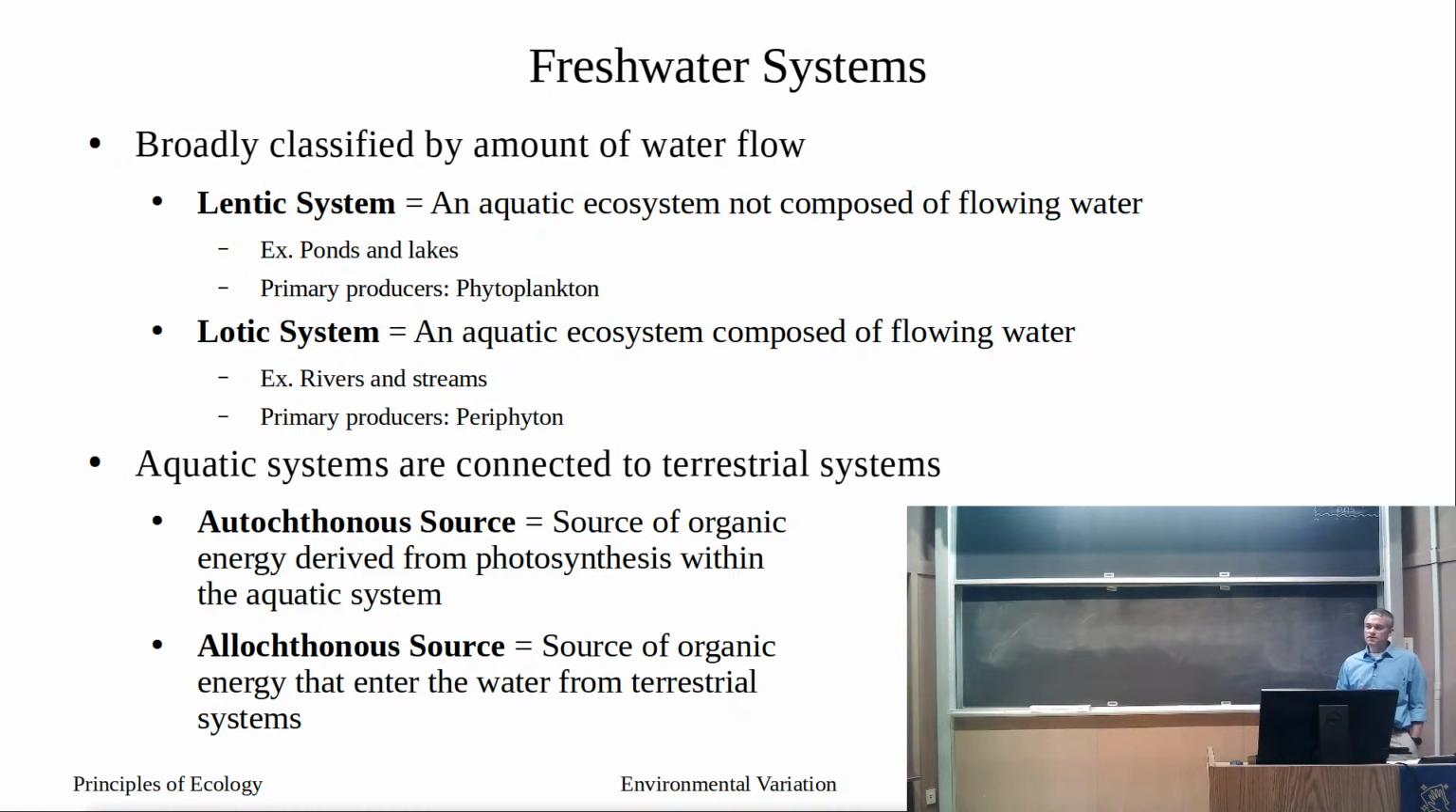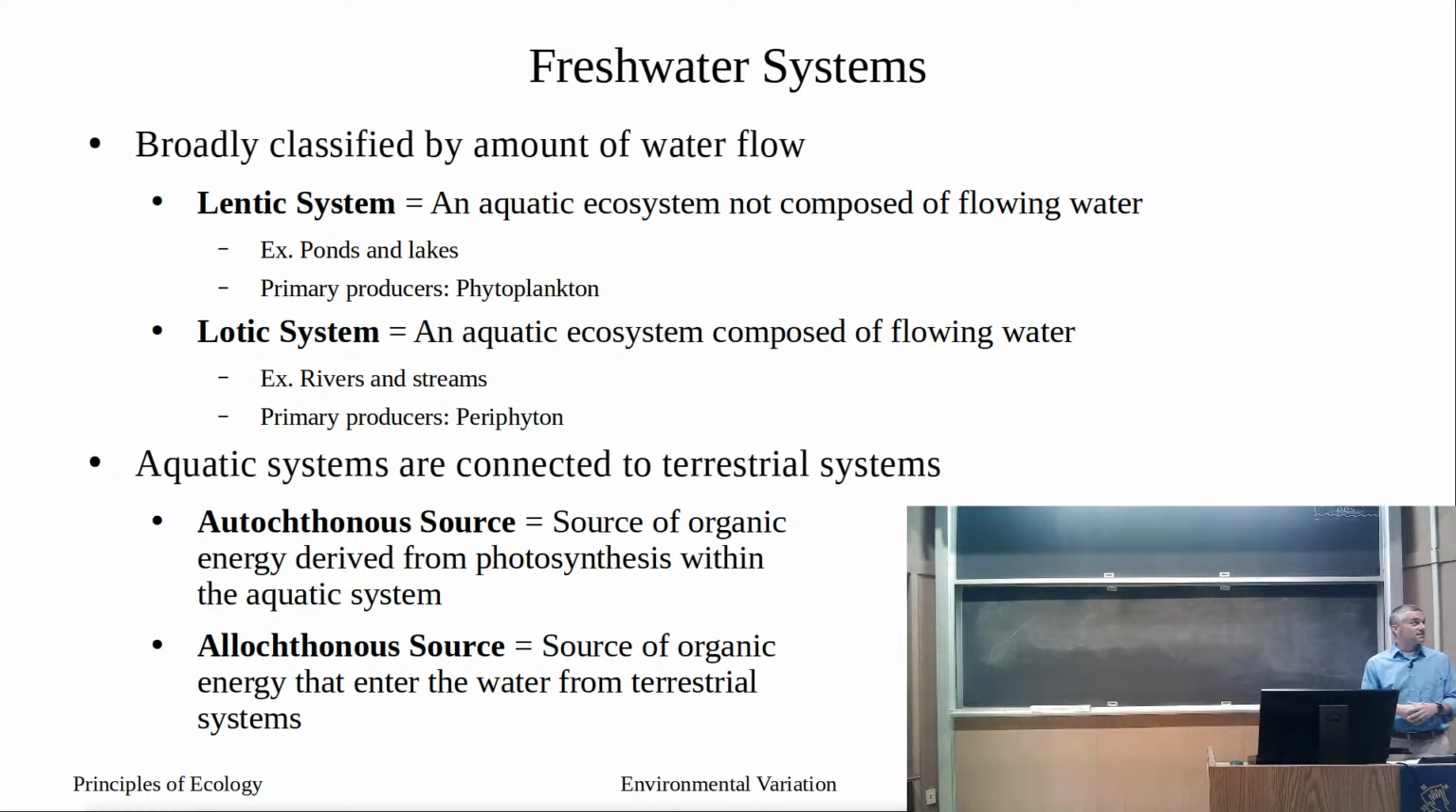The lotic systems are the ones that are composed of flowing water, where the water is constantly flowing. These are the rivers and streams. The primary producer in these systems is periphyton. Phyto, again, there's our term, but now we have peri, which is on something. So these are the photosynthetic organisms that are on structures. This periphyton is the aquatic algae that's attached to the structures.